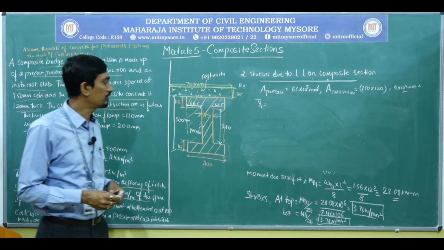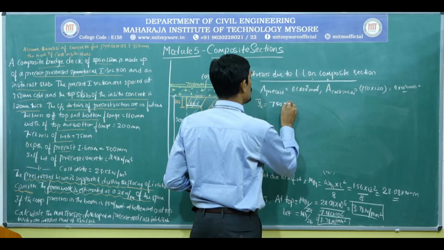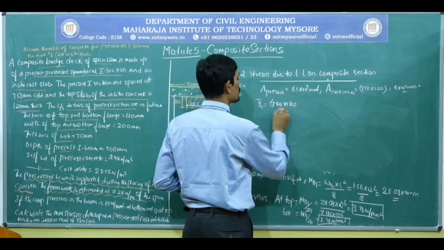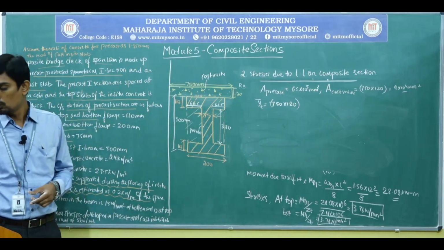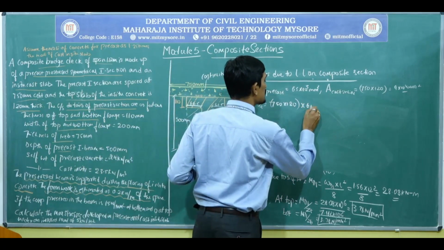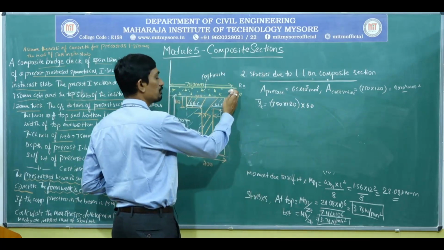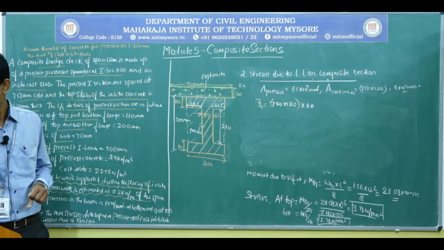So how to go ahead with this? So that is 750 into 120, so that is area 1, 750 into 120, multiply by 60. Why? Because from the reference axis it is 120 by 2, therefore into 60.